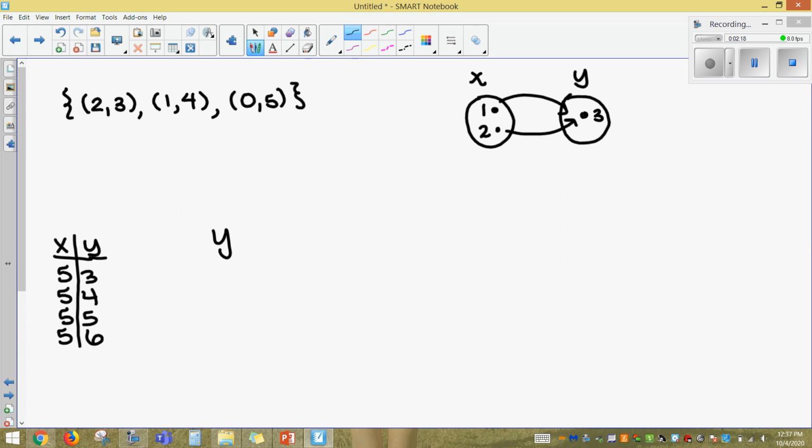Maybe my set, instead of being finite, is an infinite set. Maybe I'm given an equation. Now, depending on where we are in the class, we may or may not know what that looks like. So I'm going to draw a picture and say y equals 2x plus 3 is a straight line that looks similar to that.